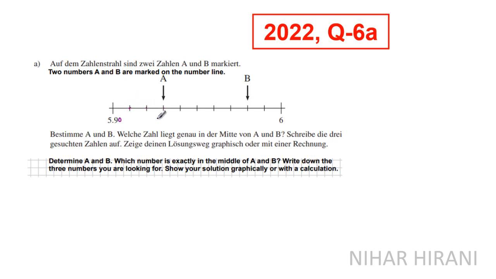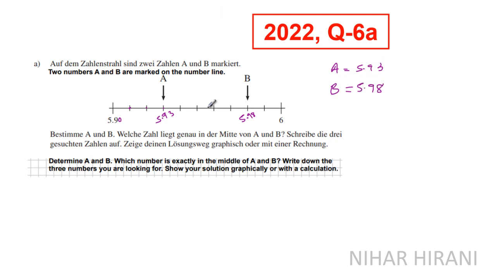This is 5.93, 5.94, 5.95, 5.96, 5.97, 5.98, 5.99 and 6.00. So that's 6 over here. Now we are done with half part of this. This is determine A and B. So we already know A is 5.93 and B is 5.98.